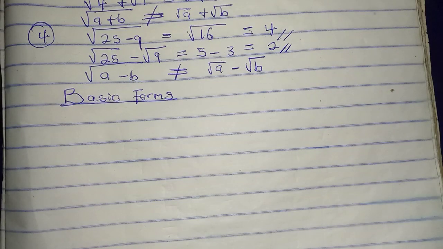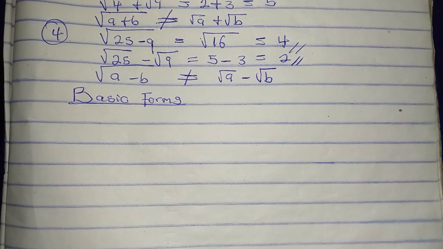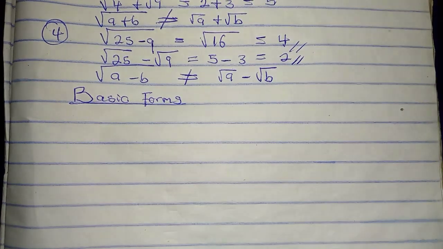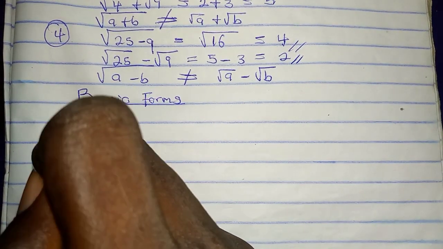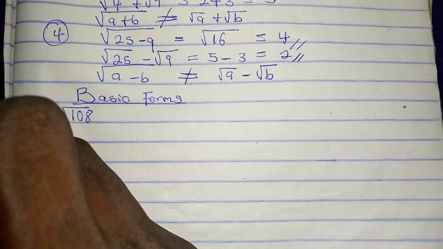So, having done that, we are moving to the basic form in SURD. So now, to simplify a SURD means to express the number under the root sign as a product of two factors, where one of them is a perfect square. So you are given this question, root 108. You are asked to simplify this.